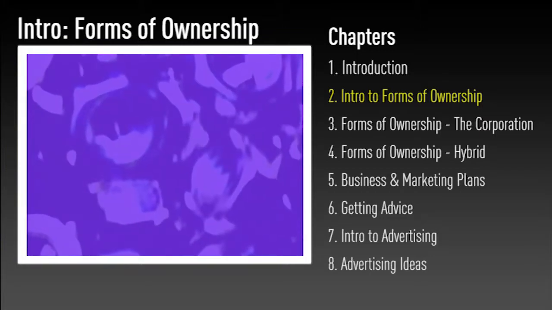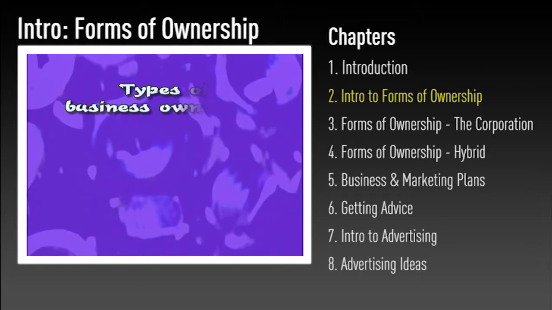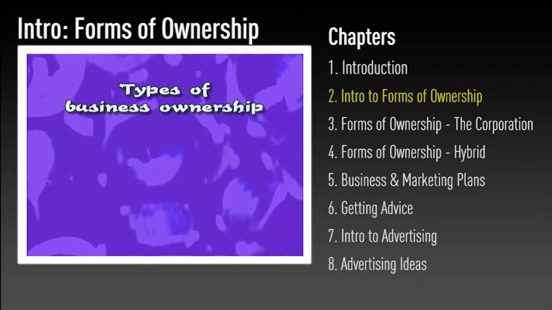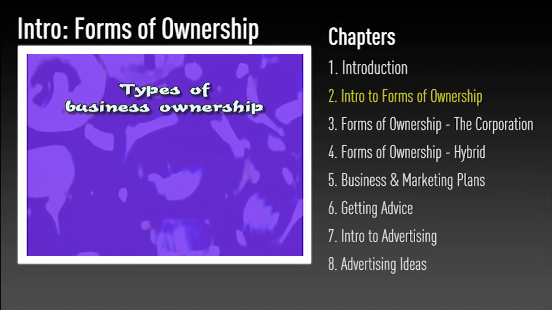There are four main topics we're going to cover in this program. First, we'll look at the different types of business ownership. We'll describe what they are and talk about the advantages of each type.